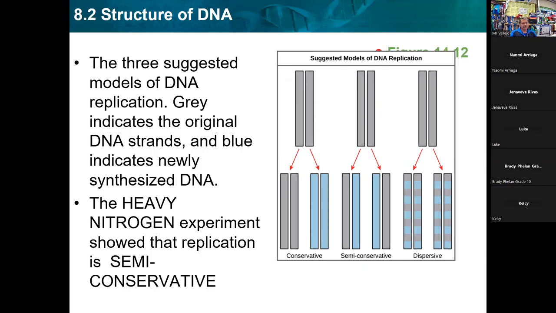And what they did was they grew this DNA in a heavy nitrogen solution. And then they took it out and kept going with this experiment. So the new DNA was not heavy nitrogen, but it was normal nitrogen. So that little difference was enough so that you could tell what was old and what was new. In this picture, the old DNA is gray. And so what's going to happen is this DNA is going to split, and the DNA then will be copied.